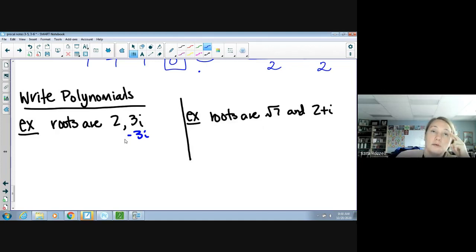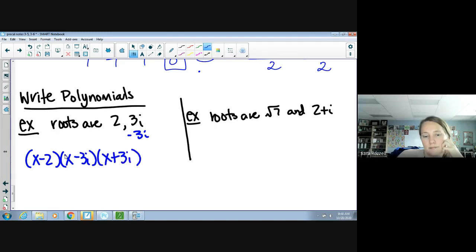So when we make our sets of parentheses, how many sets of parentheses do we need? 3, because we're going to have 3 roots. So x minus 2, x minus 3i, and x plus 3i. When you multiply this, do the i ones together first because it makes it easier. And then you would multiply the last one. Then you multiply.